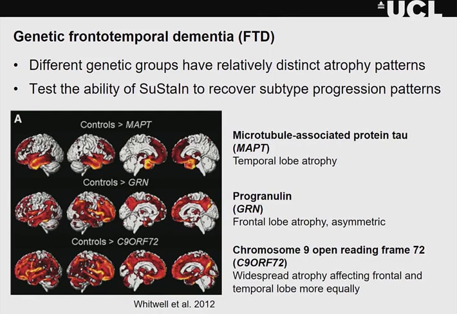Carriers of mutations in progranulin tend to have more frontal lobe atrophy, and their atrophy pattern tends to be more asymmetric. And carriers of mutations in chromosome 9 open reading frame 72, or C9orf72, tend to have more widespread atrophy that affects the frontal and temporal lobes more equally. So we can use data from genetic frontotemporal dementia to test the ability of SuStaIn to recover subtype progression patterns by pooling together data from individuals with any of the different types of mutation, fitting the model to this data set, and then comparing the outputted subtype progression patterns to the actual assignment of the different mutations.